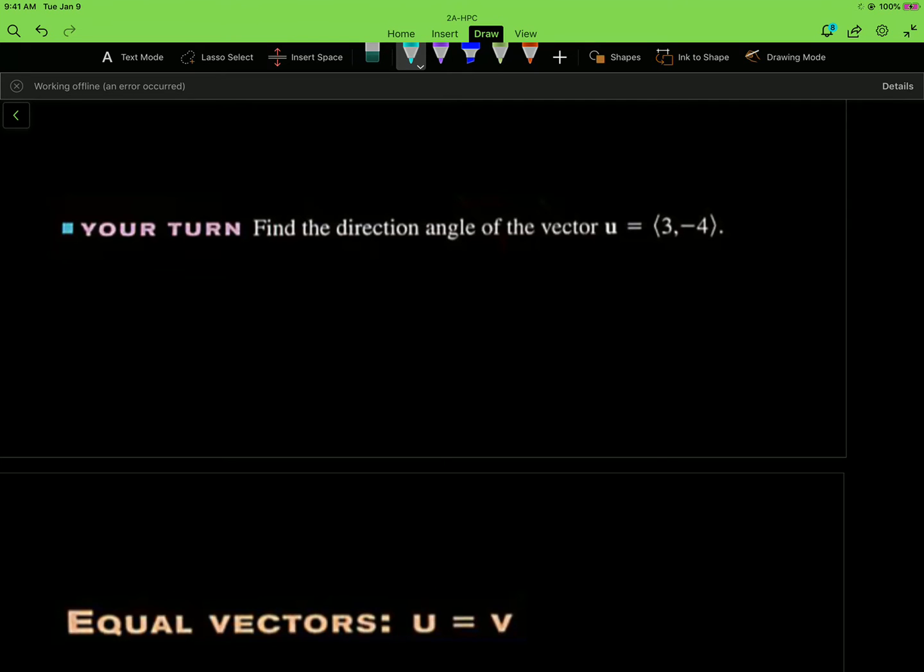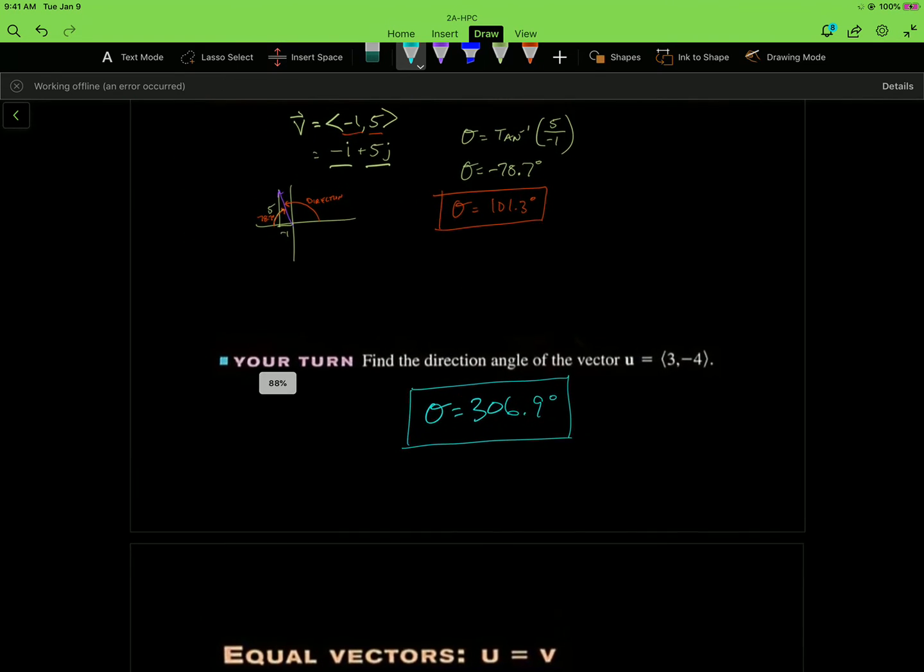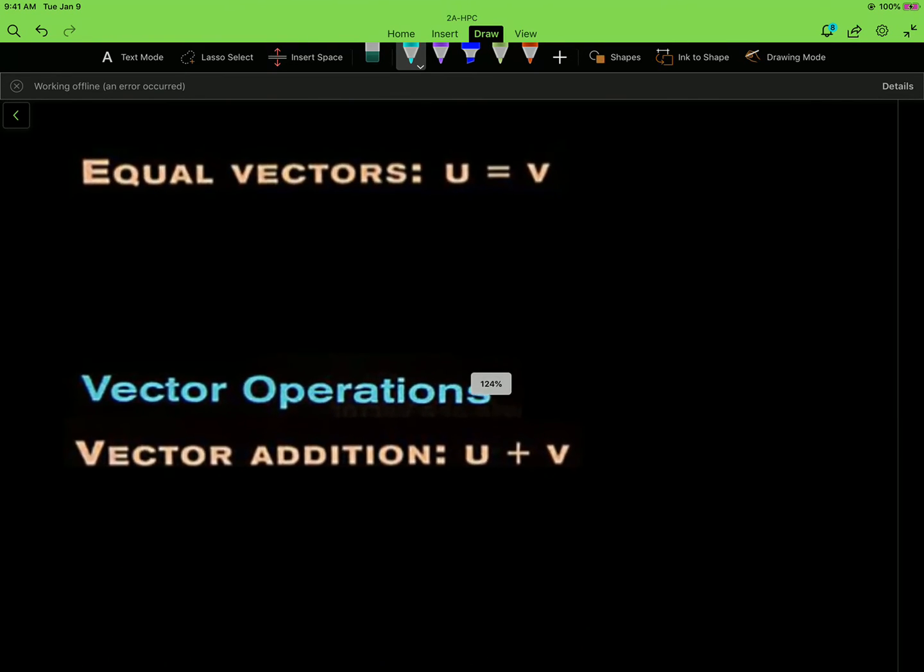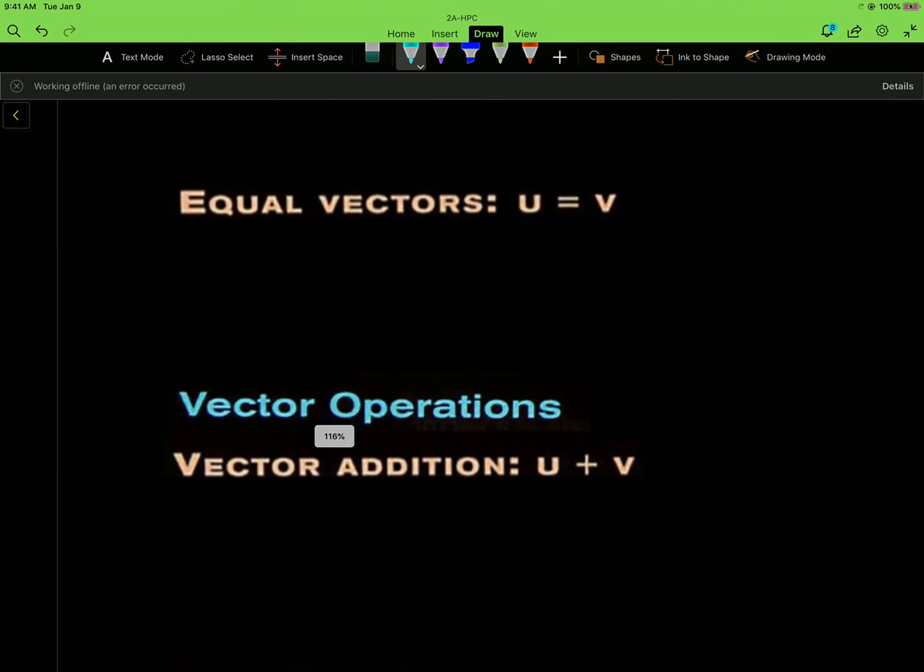Okay, welcome back. You should get a direction angle of 306.9 degrees. Again, if you're having trouble getting these answers, that's something you definitely want to ask me right when you get to class. Before we even start the practice, make sure you ask me, like, I did something wrong, check my work, and I'll look at it for you. Okay? Let's move on to some other things about vectors.